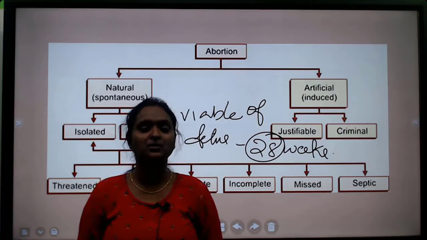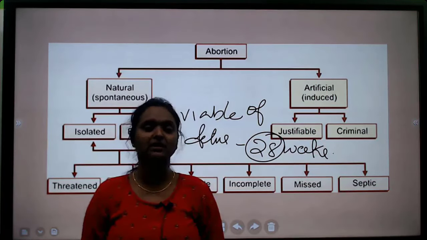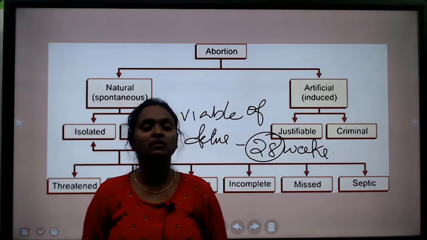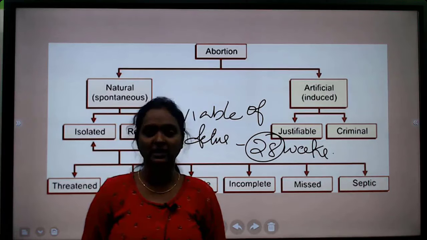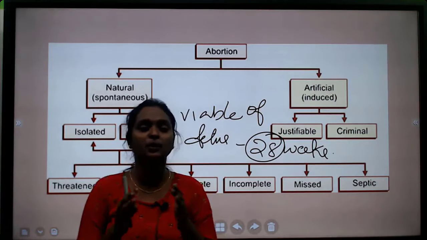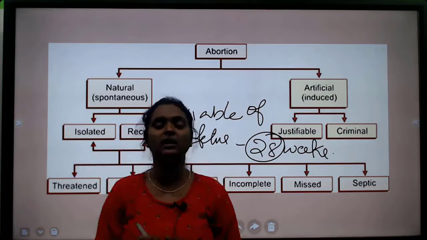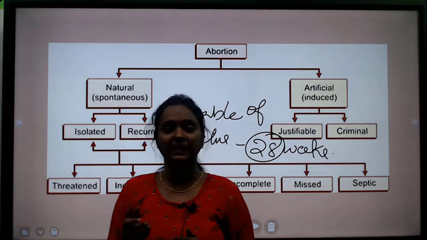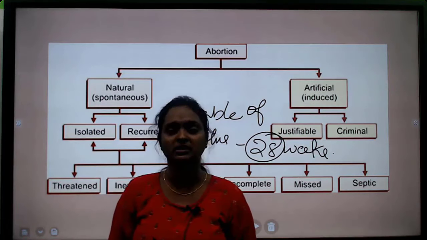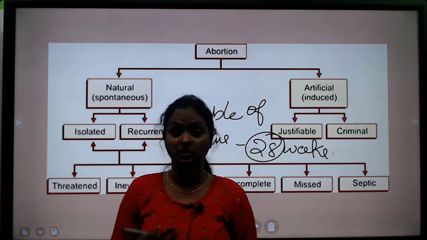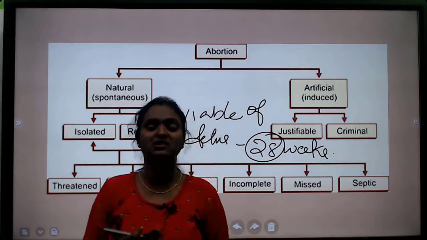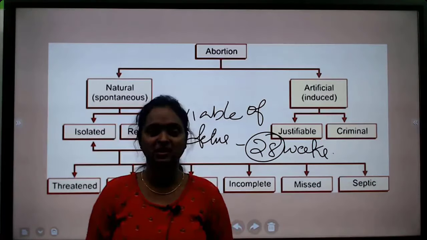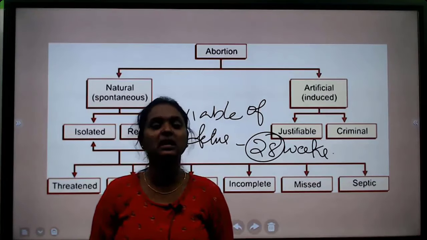When it comes to the second or third trimester, if abortion or recurrent abortions occur, it is because of cervical incompetence. Cervical incompetence means the permanent dilation of the cervix is called an incompetent cervix. In that case we can notice the abortions. During which trimester do abortions mostly take place? In the first trimester.